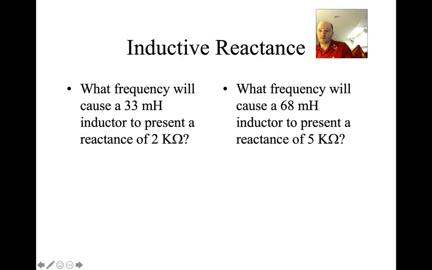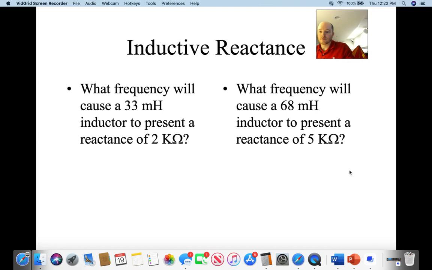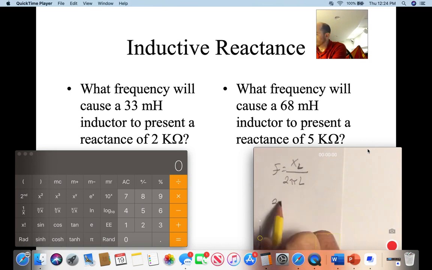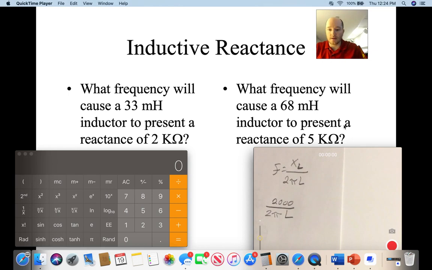All right, so we have two options here. What is the frequency? What frequency will cause 33 millihenries inductance to present the reactance of 2,000 ohms? So I'm going to take 2,000 divided by 2 pi L. Okay, so let's go ahead and type this into the calculator here.